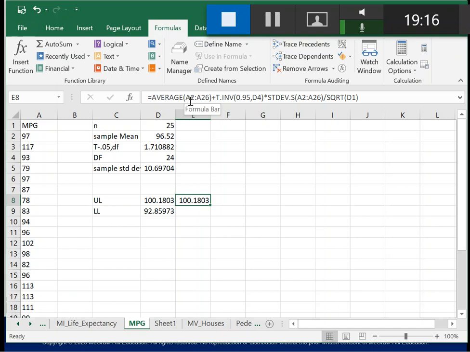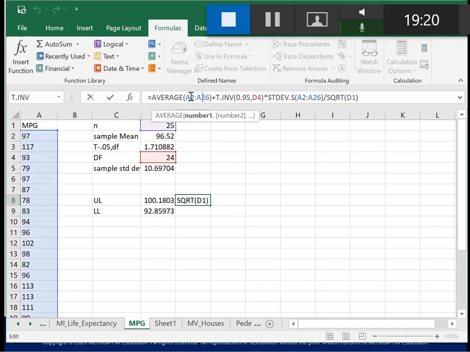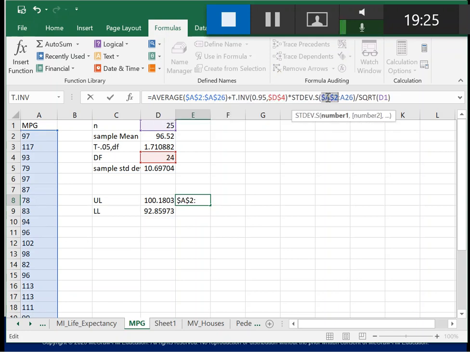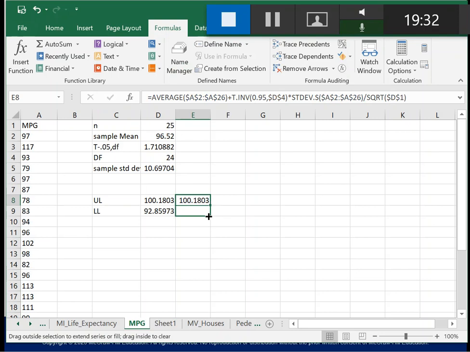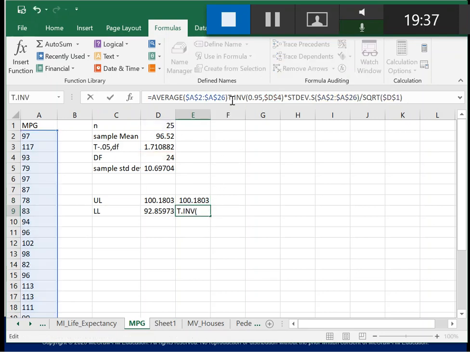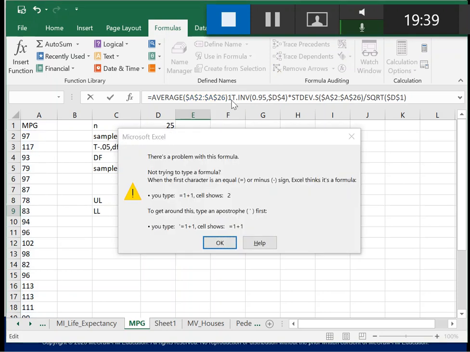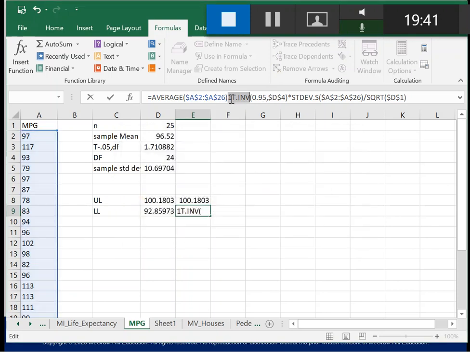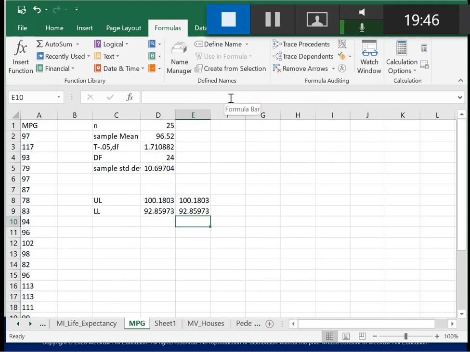And so again, if I make all of these absolute cell references, I can drag it down, change the plus sign to a minus sign, and calculate the lower limit here. Oh, I put a 1 instead of a minus sign. There we go. So there we've got the exact same answer. So again, either way will work.